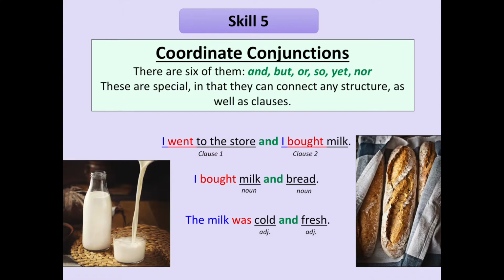In the second sentence, I bought milk and bread, the coordinate conjunction is connecting 2 nouns. In the last sentence, the milk was cold and fresh, the coordinate conjunction is connecting 2 adjectives. So these coordinate conjunctions can connect clauses, like we see in the first sentence, but they can also connect other structures, like nouns or adjectives.